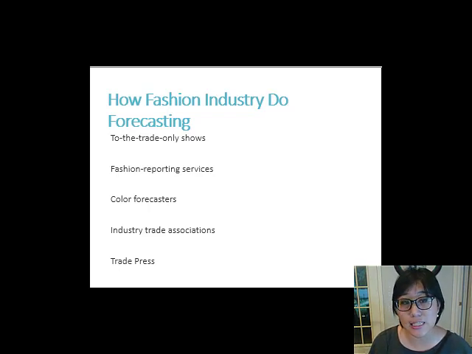Many organizations and services are available to alert executives to industry fashion trends. Trade-only shows showcase fabrics and prints for each season. Fashion reporting services deliver news from the runway and street by subscription on websites, through presentations, and in print reports. Color forecasters present seminars at industry functions and deliver palettes to subscribers. Industry trade associations maintain fabric libraries for fashion research and present updates for designers and merchandisers. The trade press covers industry events and reports forecasting information.